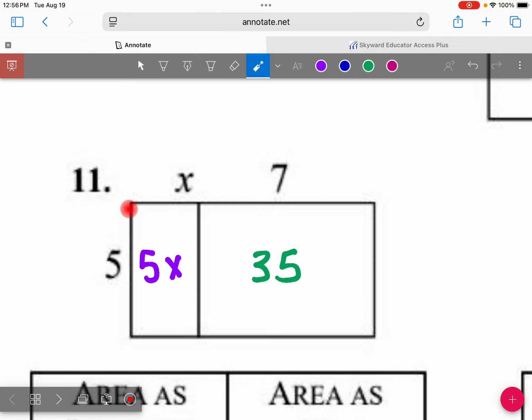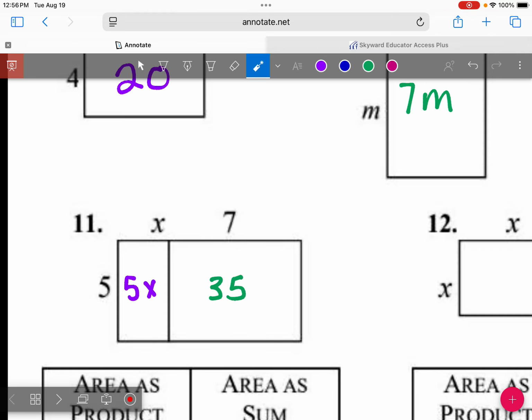So we have that our 5 times x gives us 5x, and our 5 times 7 gives us 35. So we can write this as our product, which they show us at the bottom, with our 5 times x plus 7, like they have down here. 5 times our x plus 7, or we can do it as the area as a sum, where we have this chunk added with this chunk, our 5x plus 35.